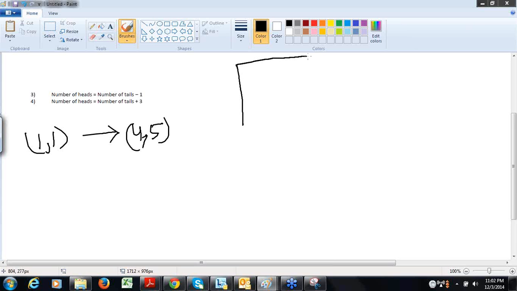In a chessboard from 1, 1 to 4, 5, if it has to reach, then it has to take what? At least 3 steps to the right and 2 steps upward. Okay.